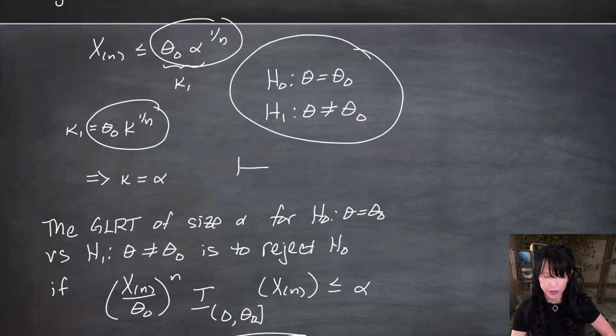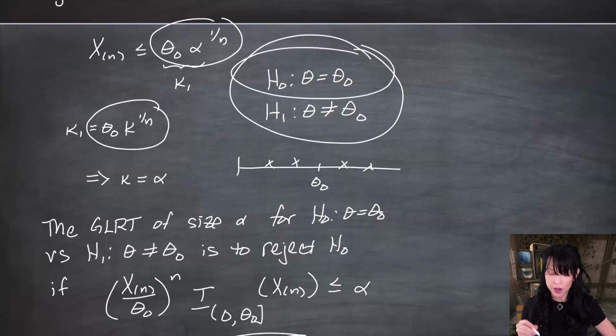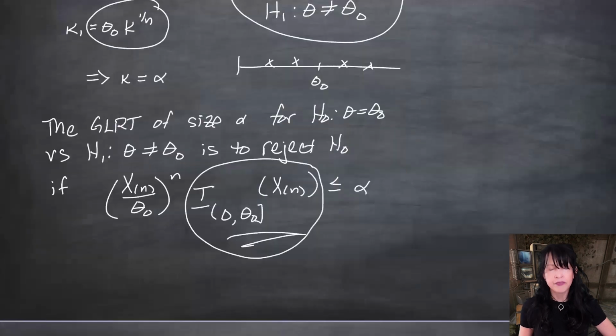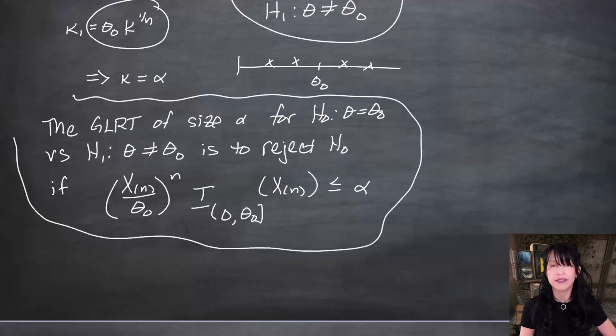If you have your theta naught sitting on a number line and you take a sample and the maximum is above theta naught, you know for sure that the null hypothesis can't be true, because all the values had to be below theta naught. That's what's happening here. If the maximum is greater than theta naught, then it's not in the interval for this indicator. So the entire left-hand side of this inequality is going to be 0, and that is definitely less than any alpha we choose. And so automatic rejection, when we should have an automatic rejection. And so we're done. There's our GLRT.